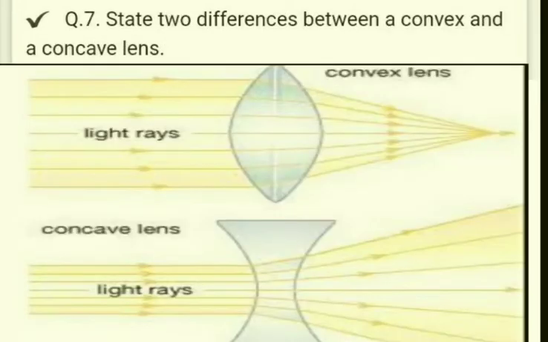State two differences between a convex and a concave lens. A convex lens converges the light falling on it. Now what is the meaning of converges? Converge means lines which tend to meet at a point. A concave lens diverges the light falling on it. Diverges means the lines do not meet at a point. A convex lens is thicker in the middle and a concave lens is thinner in the middle.